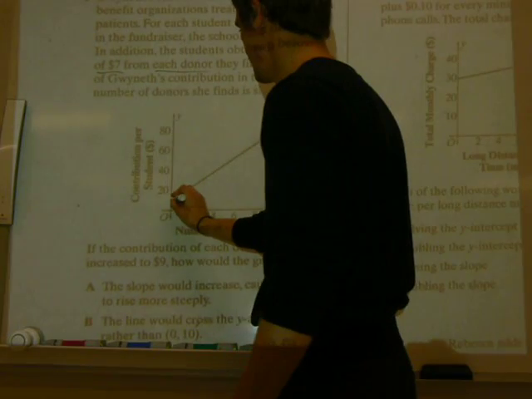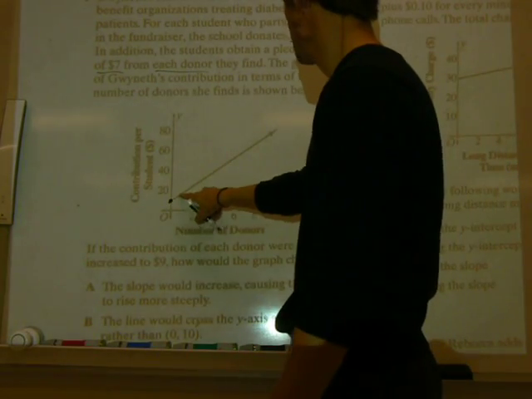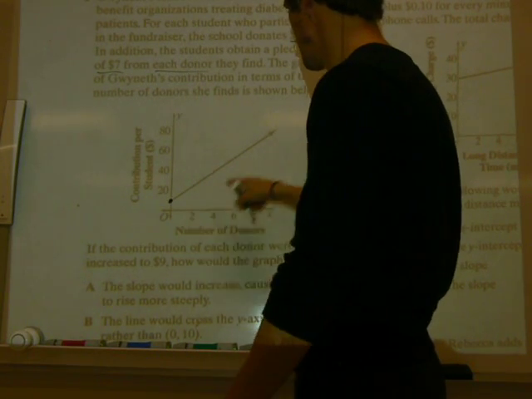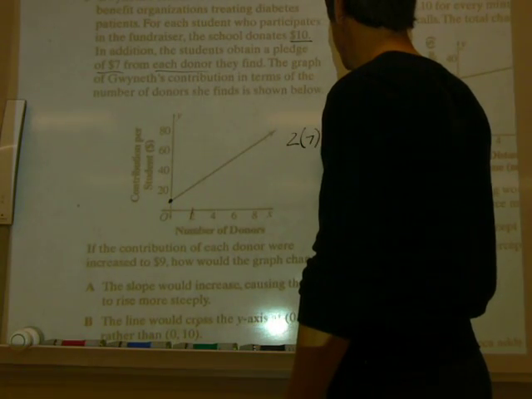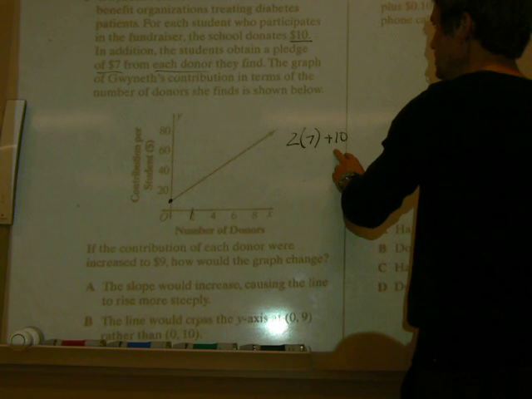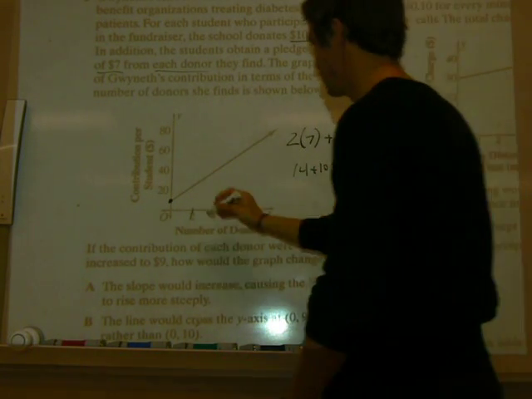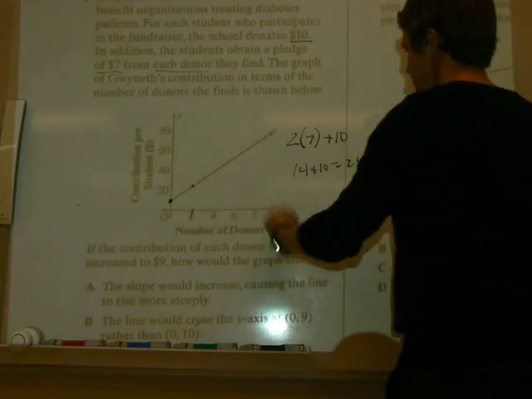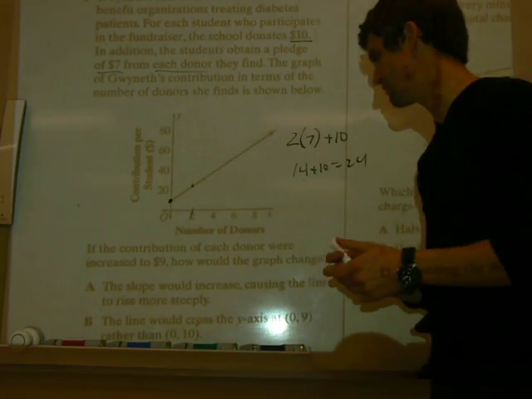Okay? You got 10 here. That is how much the school donates. Then she gets $7 for each donor. That's why, therefore, this slope is $7. She finds 2 donors, right? She gets $7 from each donor plus the $10 she receives from the school. Says 14 plus 10, 24. So we can imagine, although we can't see the exact line, this is about at 24. Okay, so the slope of this line is 7. For every additional donor, she gets $7.